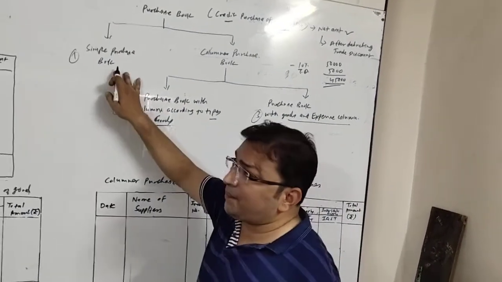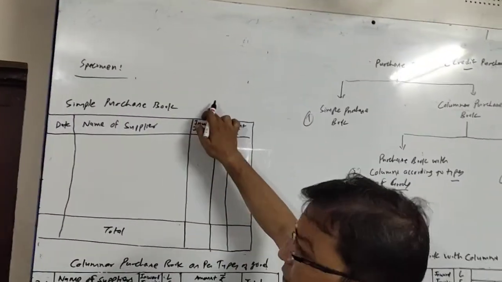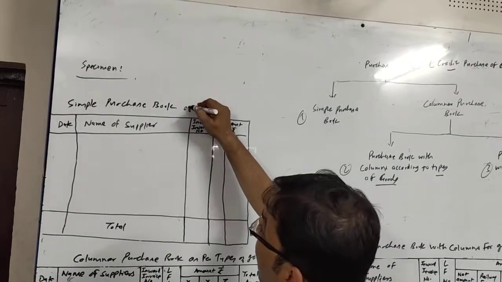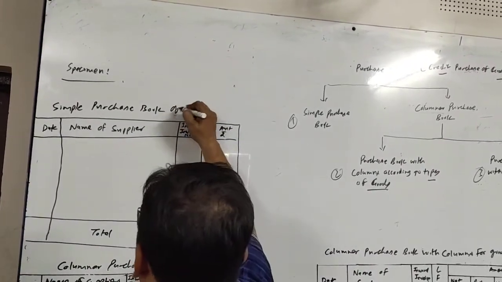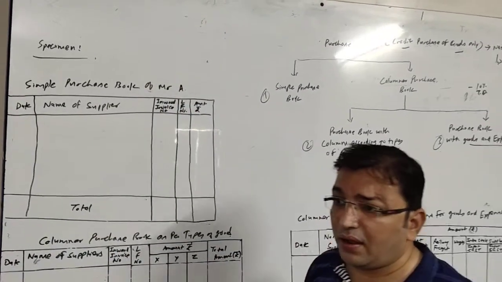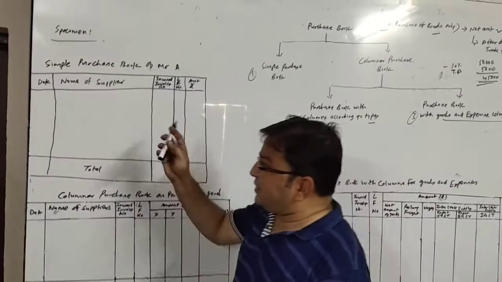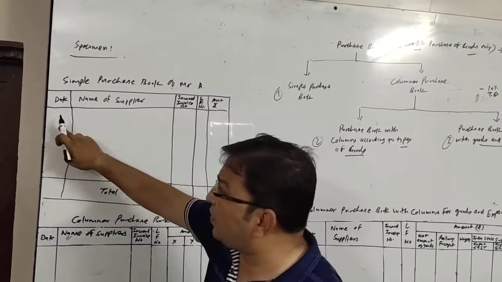First of all, simple purchase book. Here the specimen is the simple purchase book of, suppose, Mr. A. This is the specimen. Here you can see there will be 5 columns. First column is of date.